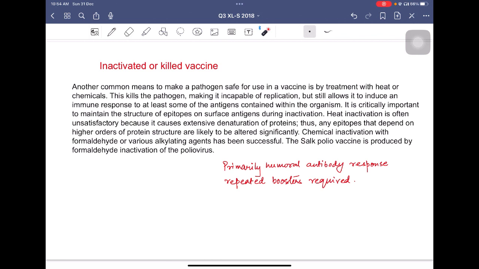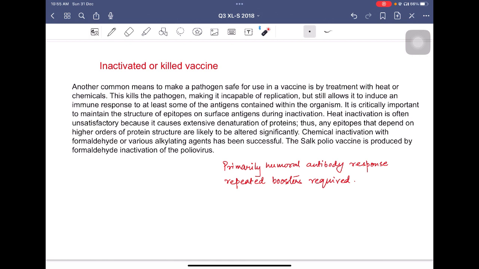The inactivated vaccine is where the virus is inactivated by treatment with heat or chemicals, right? So the virus or the pathogen is killed. It's not live anymore, and it cannot replicate anymore, right? So it is incapable of replication, but it still allows induction of an immune response to at least some of the antigens contained within the organism, right?